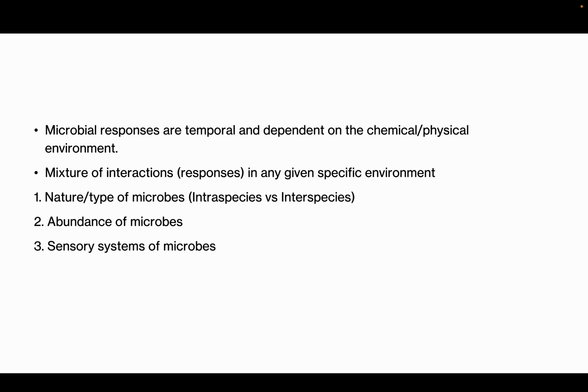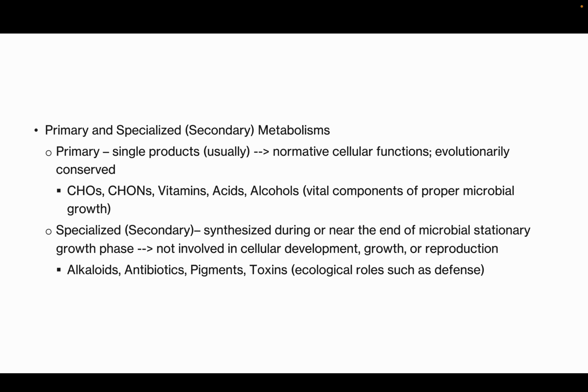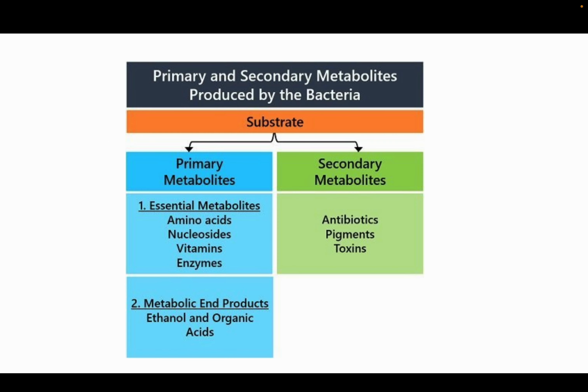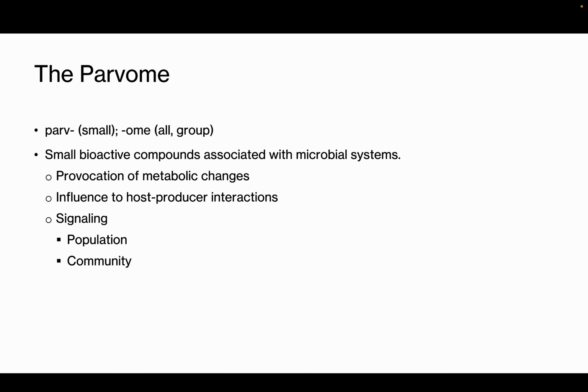And given that there is a mix of interactions in any given specific environment, we looked into the different factors affecting microbial bioproduction. So we defined the difference between primary and specialized metabolisms, also the key examples of molecules that are classified in each bin. And then we introduced the concept of the parvome, which are all the small bioactive compounds associated with microbial systems.